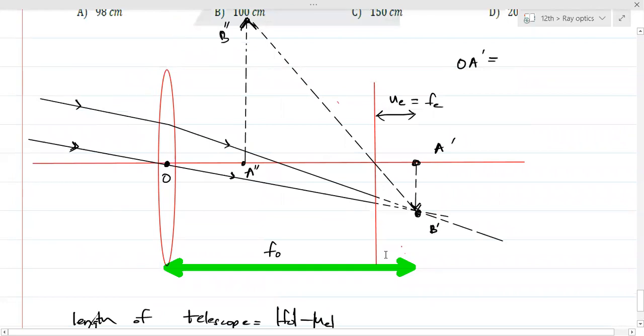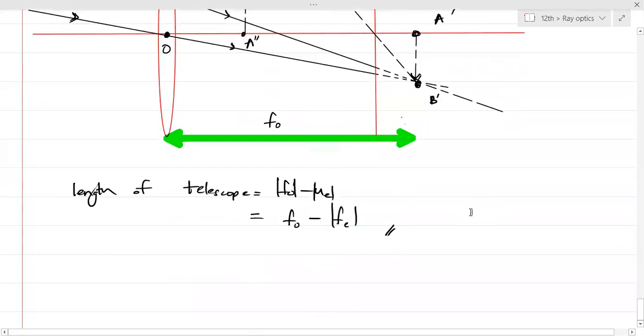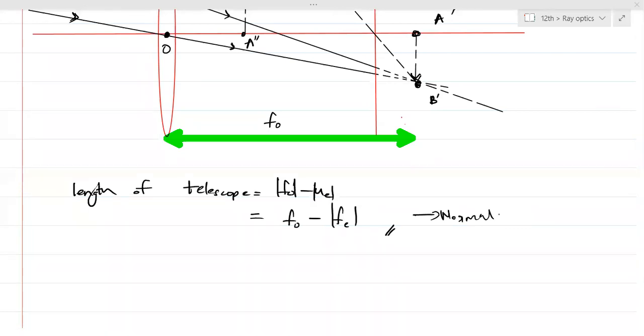Yes? No, fine. The ray diagram is incomplete, I know, but I think that should give us an answer. Right, so when it is the normal adjustment, it will be equal to F naught minus F. So I think they have given us what?